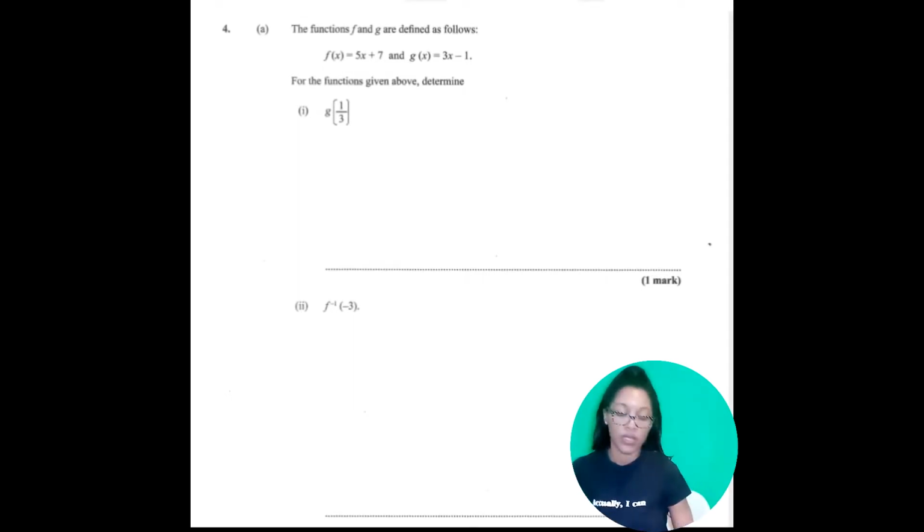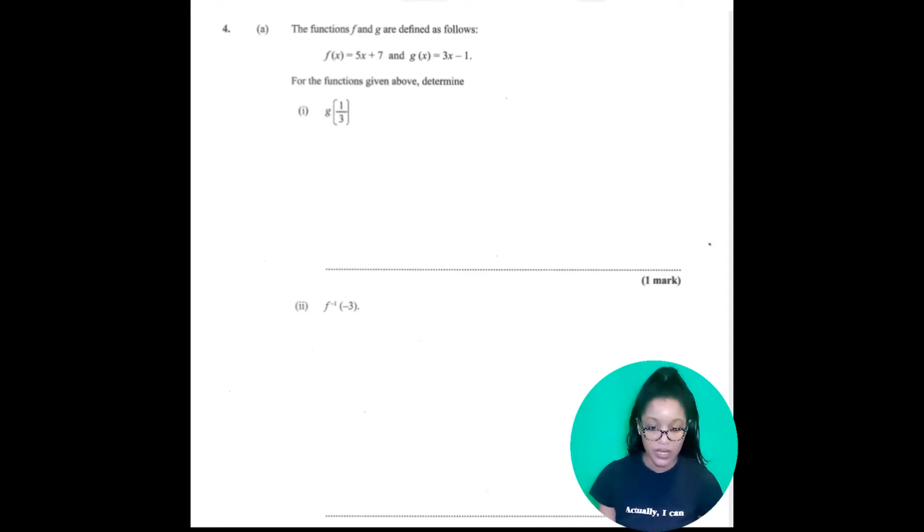Right, so we need to find g of 1/3. We're using the function g of x. So g of x is equal to 3x minus 1. We substitute 1/3 for x. Wherever we see x, we put in 1/3.